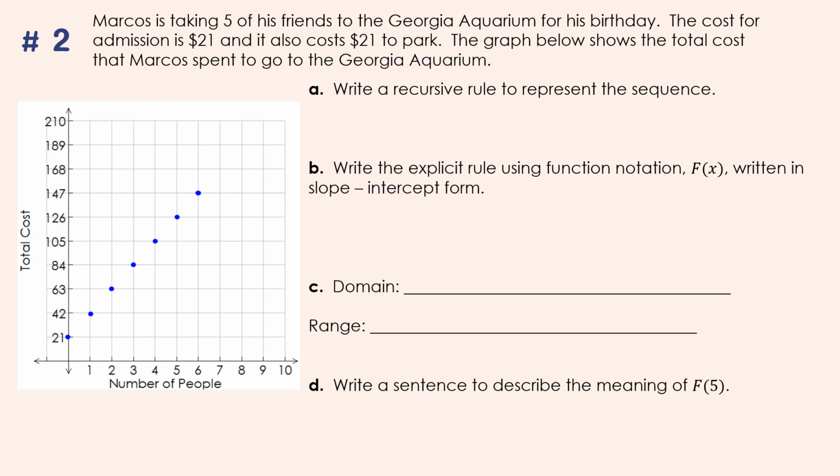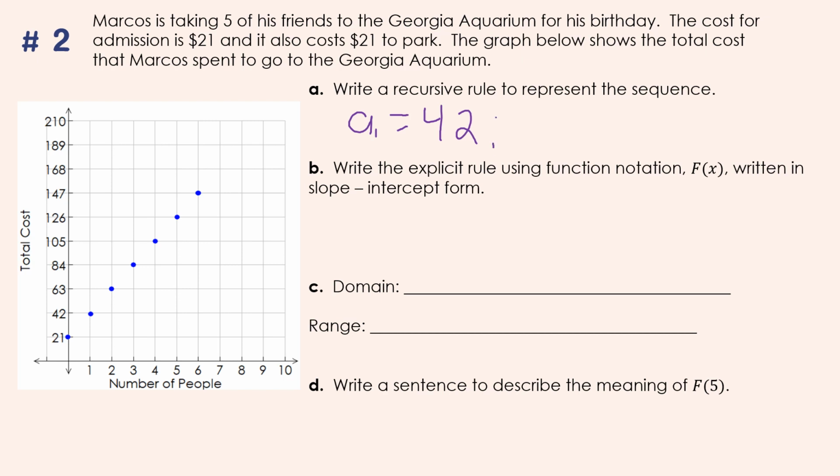All right, back to that vocabulary. Recursive means tell me what the first term is. Be careful. Make sure you're looking when x is 1. Don't look when x is 0. That is the 0 term or the y-intercept. We need the first term. So the first term, if we look at the graph, is 42. That means if just Marcos goes, it's going to cost him $42 because he's got to pay for parking and he has to pay for his ticket.